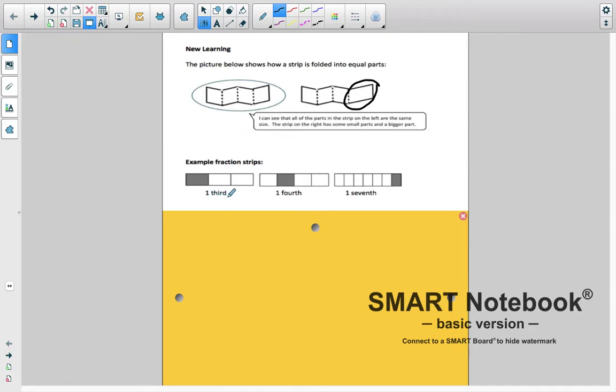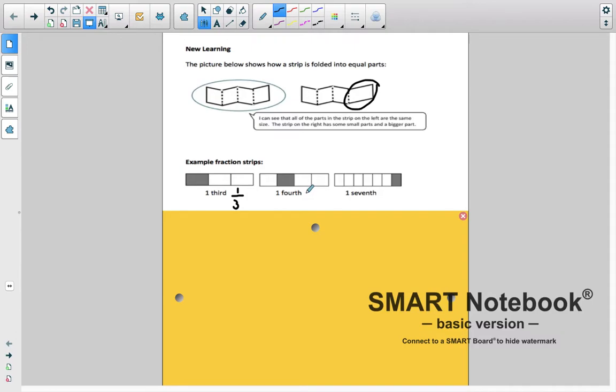So here it shows 1/3. We have one piece shaded, and we have 3 equal pieces. 1, 2, 3. So this fraction shows 1/3. One piece shaded, and 3 equal pieces. Another way you can write this is 1/3.